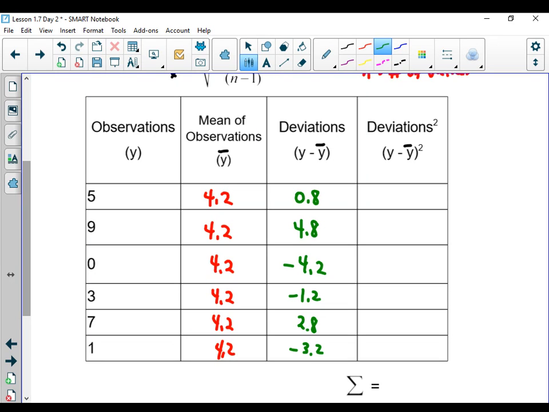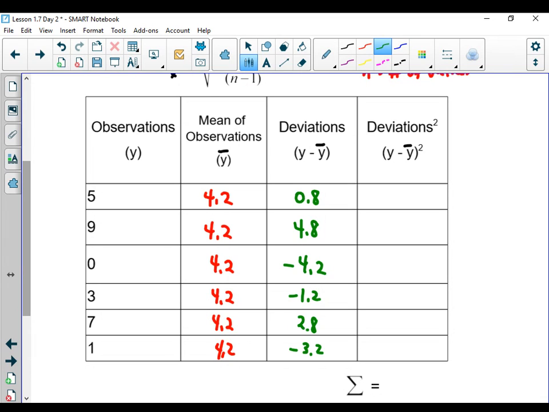So think about the deviations. Any positive deviation means the value was above the mean. Any negative deviation means the value was below the mean. Okay, the next part says take those deviations and square them.